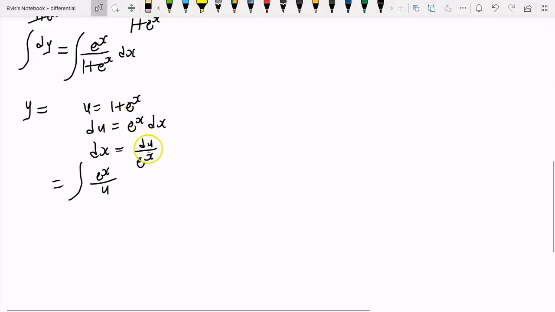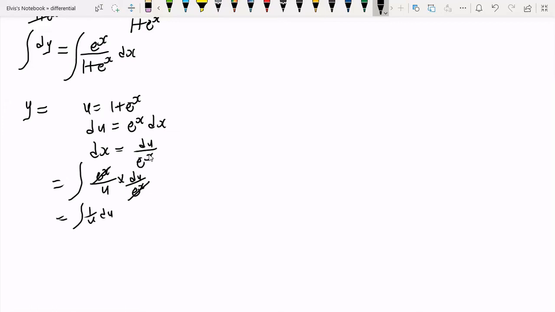This is basically du over e raised to the power of s. So this is multiplied by du over e raised to the power of s. As you can see, e raised to the power of s is going to cancel out. So we now have the integral of 1 over u du. So what is the integral of 1 over u?